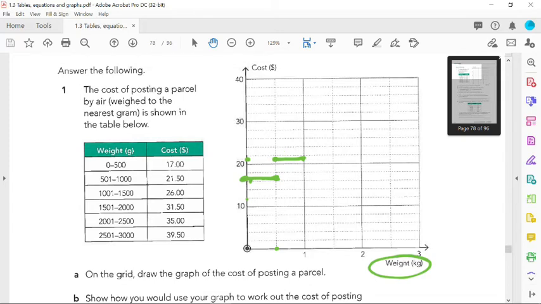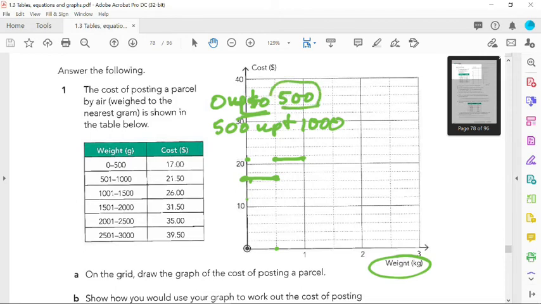On this one, because they don't overlap. Do you see 0 to 500, 501 to 1,000, 1,000 to 1,500? But what if they did this? From 0 up to 500, 500 up to 1,000. Up to would mean don't include that. So you would get not a dot, but an open circle. Does that make sense? So they'll give it to you in words.